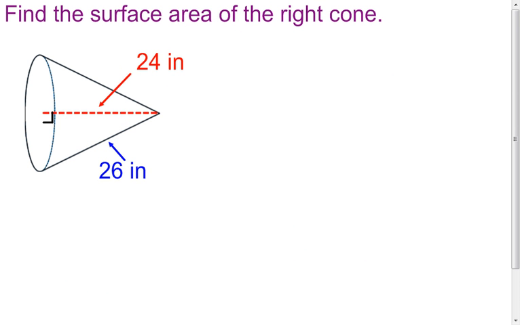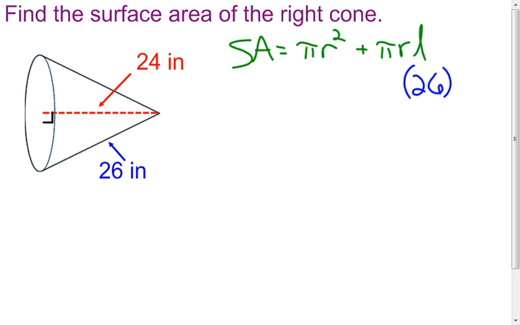And in my next one, I want the surface area of the right cone. Remember, we need the formula that told us that the surface area of a cone is equal to pi r squared, there's the circular base, plus pi r L, and there's your slant height. I know my slant height, so I can plug that in, that's 26. Problem is, I don't know what the radius is, so I'm going to have to figure that out.